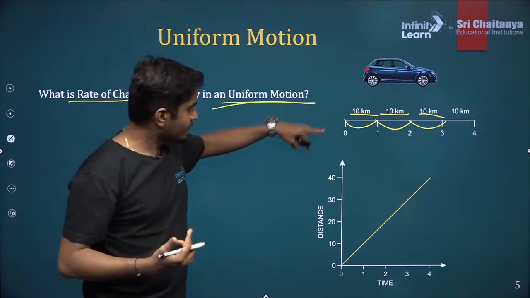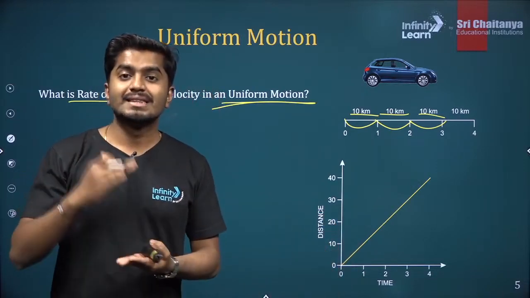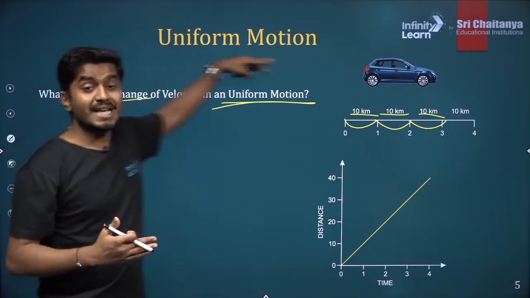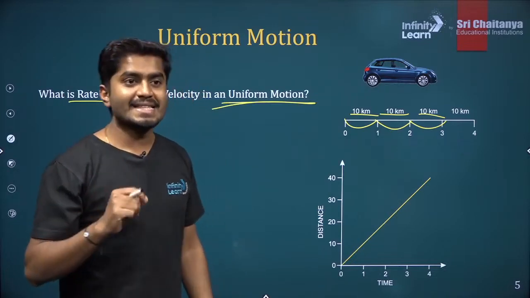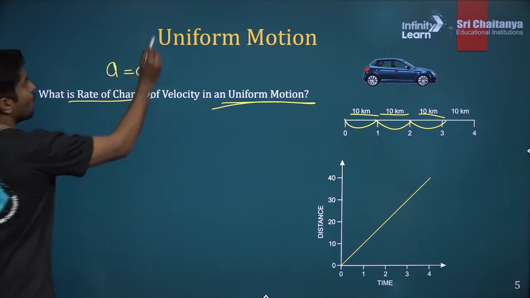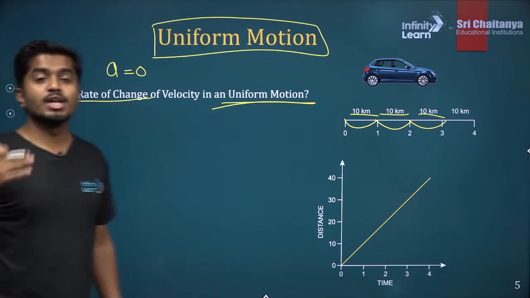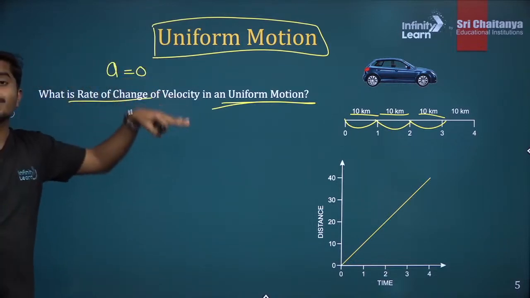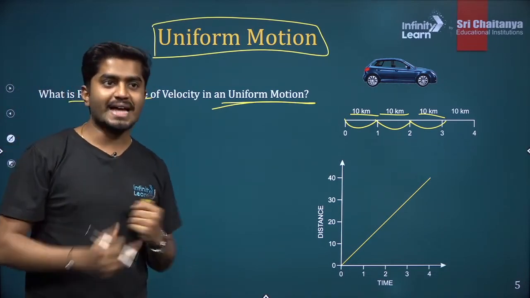Not this graph. If it is a uniform motion, then there is no change in the velocity. So what is the acceleration? In that case, acceleration is going to be 0 for the uniform motion. So whenever you say a uniform motion, what will happen? The acceleration value is 0. That means the velocity is not changing with time.